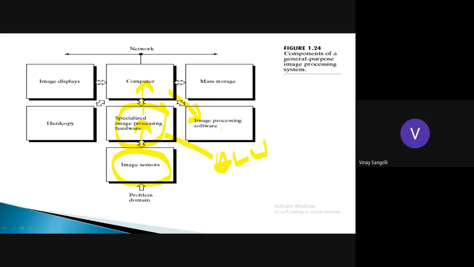Now, when you speak of software, you already know, guys, you all are software guys. This software usually comes in the form of a package, and it tries to do specific tasks. There are n number of softwares, n number of algorithms which help you to process an image.